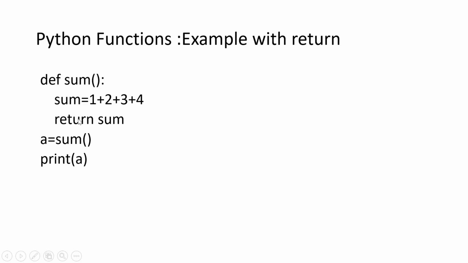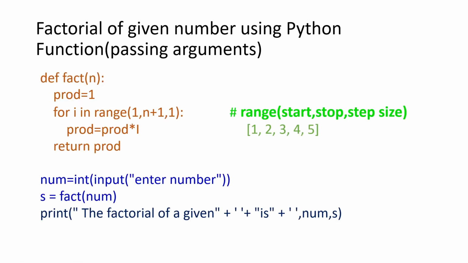But when all these statements are executed, when we call this sum function, the statement execution actually starts from here. A is equal to sum is the calling of the sum function, then it will jump here and execute this, and after executing all these statements it will return the sum, and it is assigned to A. So whatever value of sum is assigned to A, it will then be printed on the screen. So this is an example of a function with a return value.